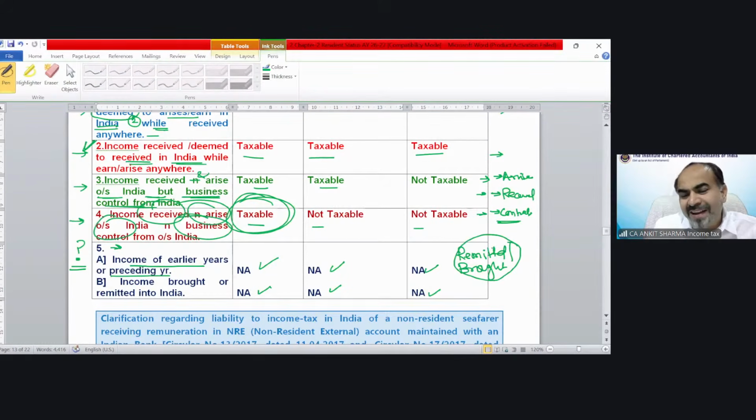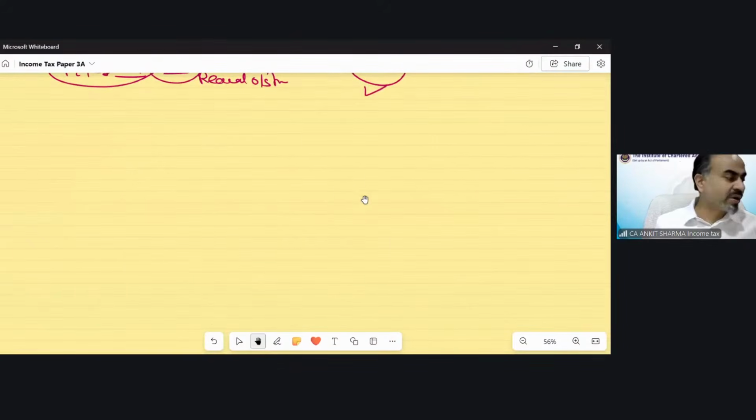Can you see any treatment on the basis of remitted or brought into India? The treatment would be on the basis of arise, received, and control. So if there is any information regarding income brought or remitted into India, please ignore it. The treatment will not depend upon how much income you brought into India or remitted into India. The treatment depends on where it has been received, arisen, and controlled. Let me give you an example. This word remit and brought is definitely going to confuse you in the question. So please ignore that amount.